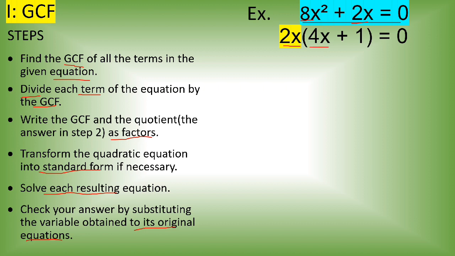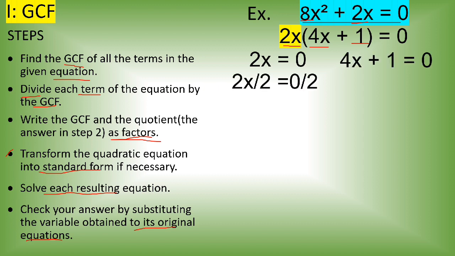And then, 2x divided by 2x is 1. Okay? So, pagkatapos nun ay syempre, isulat natin siya as factor. So, we have 2x, open parenthesis, 4x plus 1, close parenthesis. Pagkatapos nun ay gagawin na natin ang number 4 step. Okay? And then, number 5, solve its resulting equation. So, meron na tayong 2x is equal to 0 and 4x plus 1 is equal to 0.